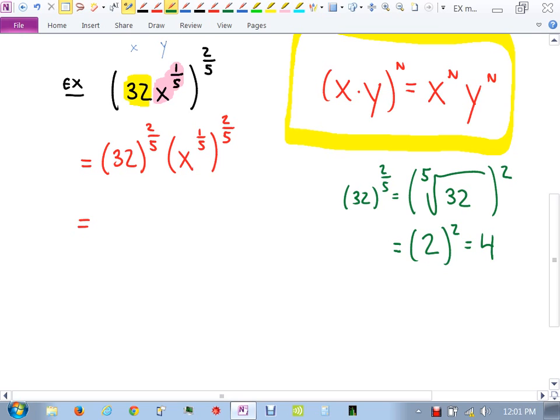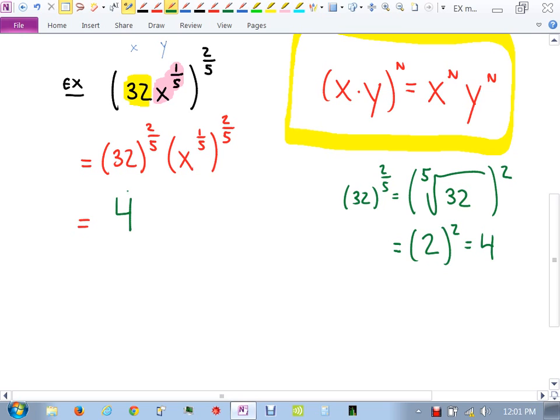So we have 32 to the 2/5 is equal to the 5th root of 32, but that answer squared. The 5th root of 32 is 2. 2 squared is 4. So I could put that on a birthday cake too. 32 to the 2/5. I like that better, right? So this is a 4 right here.